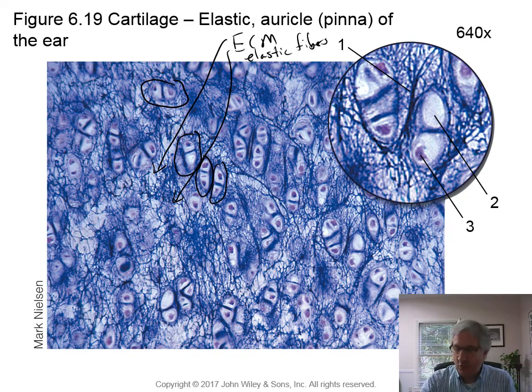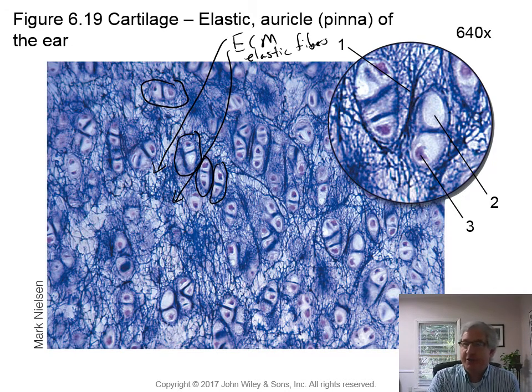And so why would you want to have elastic fibers? Well, you've got the pinna of the ear, okay? There's your ear there. And so you can take it and twist it around in different directions and it flips back into the same position it was. So you can flip it forward, it pops back. So there's a lot of elastic cartilage in your ear. That's why this picture is showing this.